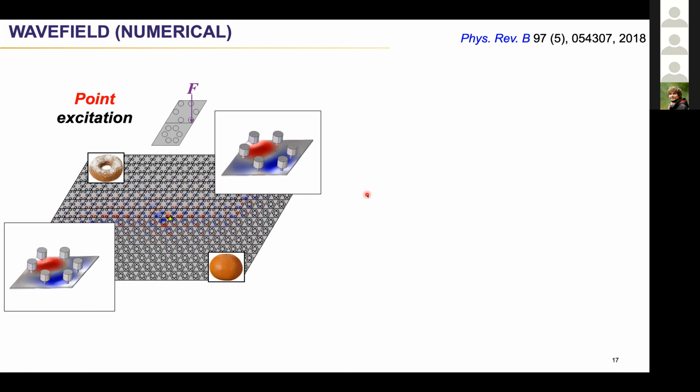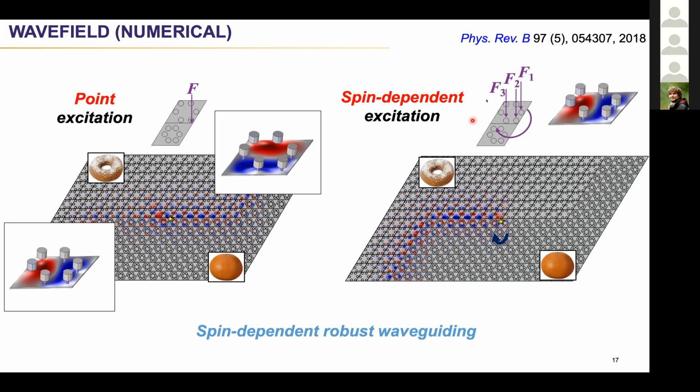Okay, so now we can actually utilize this spin characteristics and give a spin dependent excitation to the system. So here initially we can have a multiple point excitation with a phase difference, so that we selectively excite only clockwise spin. And due to this topological system, what we are able to see is that we have a one-way robust wave guiding in the system, which does not backscatter at the corners.